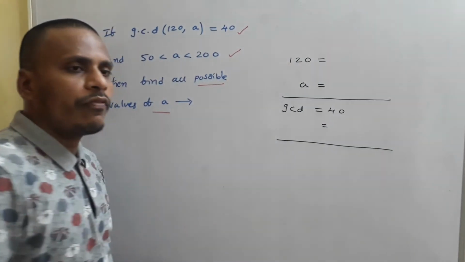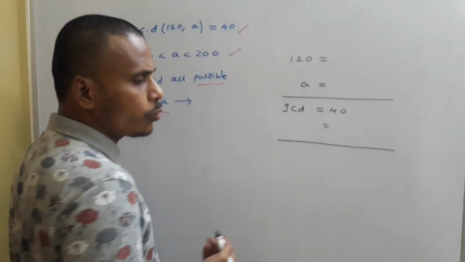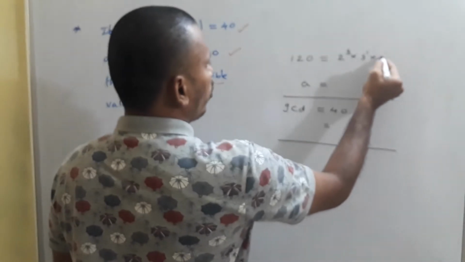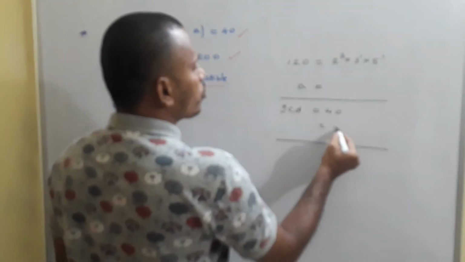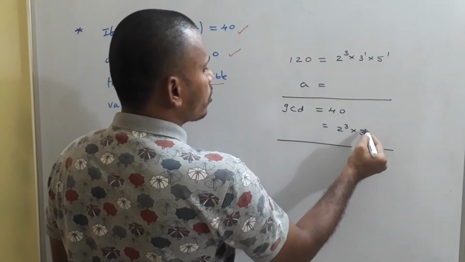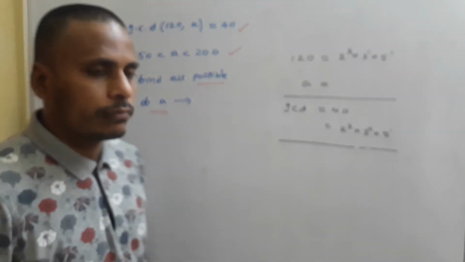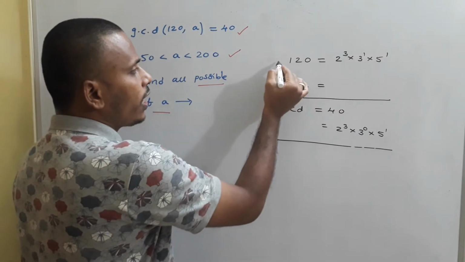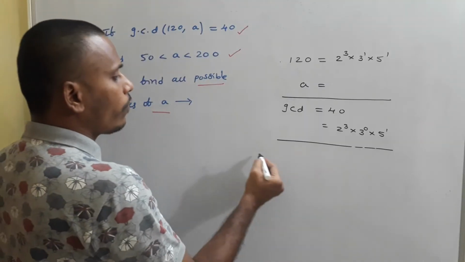So the prime factorization of 120: 120 is 8 times 15. 8 is 2 cube, and 15 is 3 power 1 into 5 power 1. This is 120. And what is 40? 40 is 2 cube into 5. Since 3 is not involved, 2 cube into 3 power 0 into 5 power 1 is 40. For these two numbers 120 and A, the GCD is 2 cube into 3 power 0 into 5 power 1.